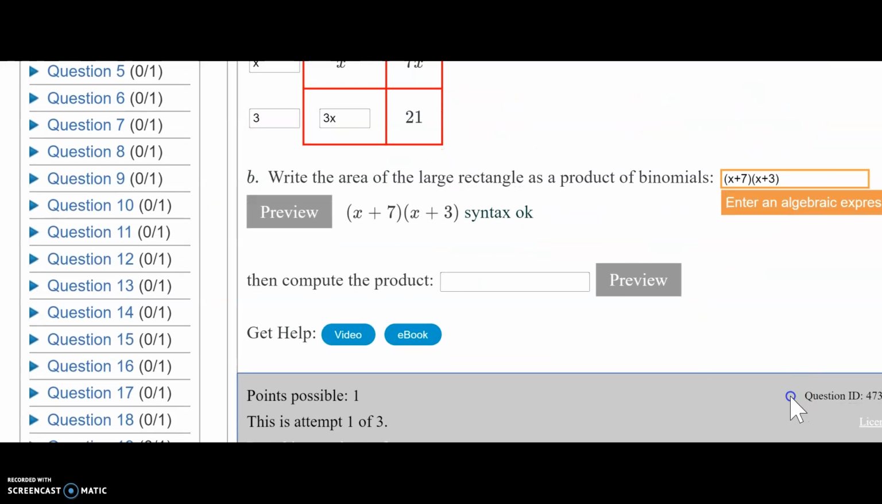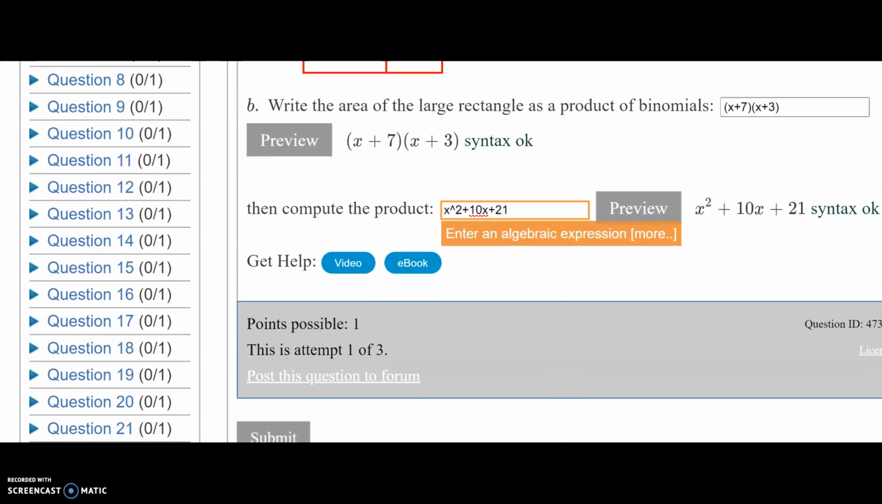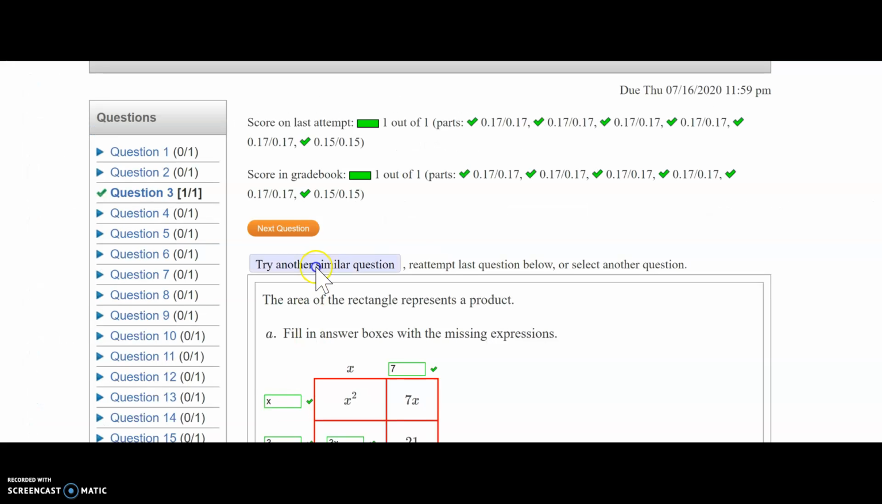All right, let's type that in right here. So x, then the exponent symbol, squared, plus 10x plus 21. Let's see if we got them right. Let's click submit. Okay, yep, they're all correct.